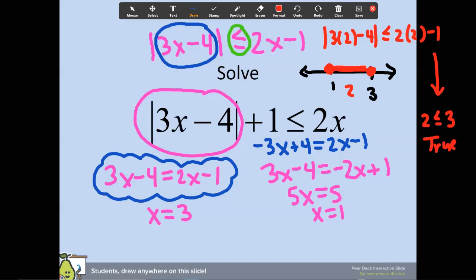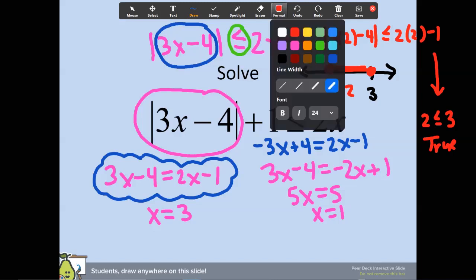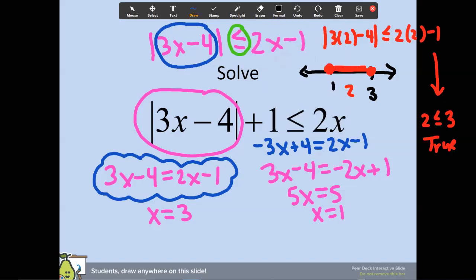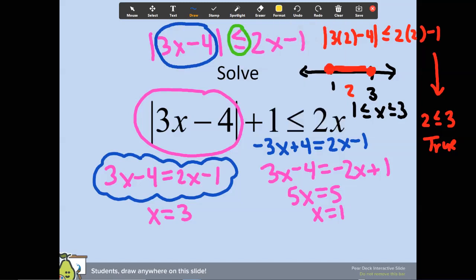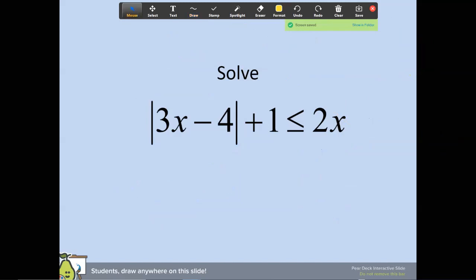The way I'm going to write my answer is, and I'll just write it in black here, 1 less than or equal to x less than or equal to 3. And here, let me just kind of put a, I don't like these colors. I'll kind of box this in yellow. That is my graph and that is my answer. Okay, next problem.